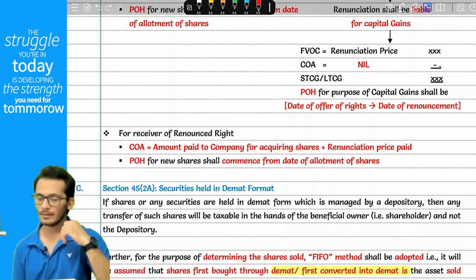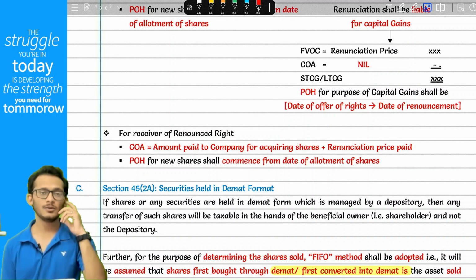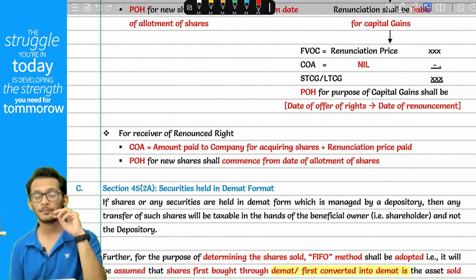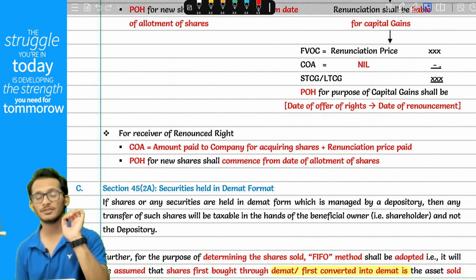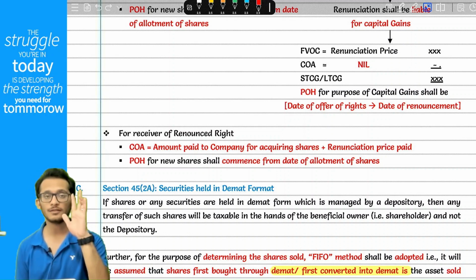Yes, can we go forward? Let's go forward. The provisions say that if you have any kind of shares in demat format, the shares will be taxable in the year in which the shares are sold. But if you have shares and you don't know how to compute the cost of acquisition, assume FIFO basis.